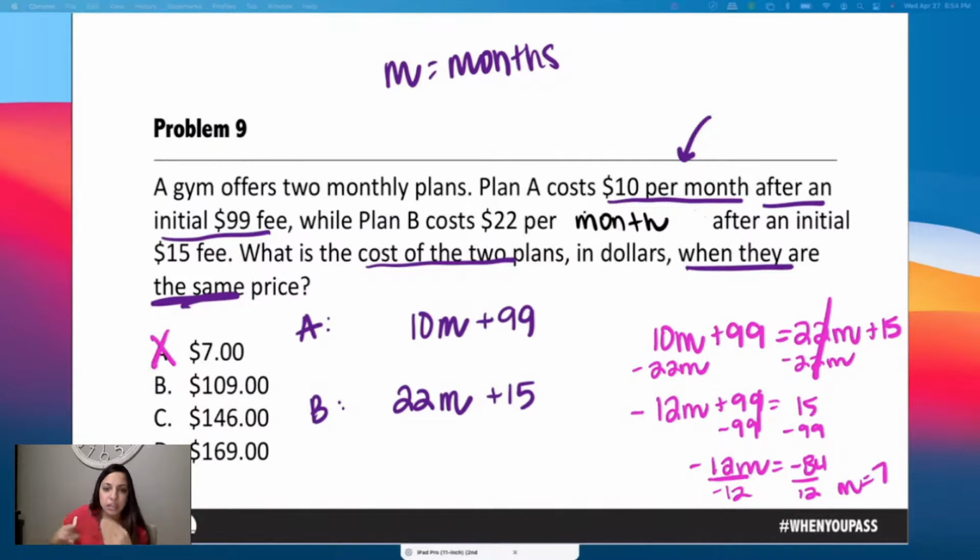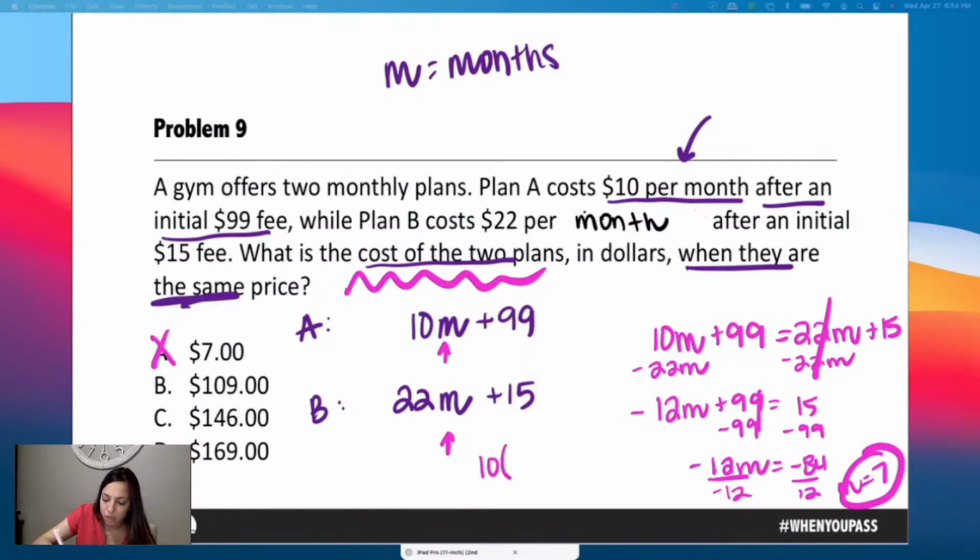That is not the answer, though. That is the number of months. They want to know the cost of the plans when they are the same. So it's going to happen at that 7th month, but then I need to take that and plug it into either equation. It doesn't matter because they're going to be the same at that point. So I'm going to do it times 10 because I just like the number 10 better than the number 22. 10 times 7 is 70 plus 99. So that's going to equal $169.